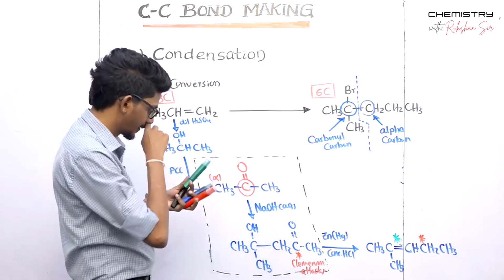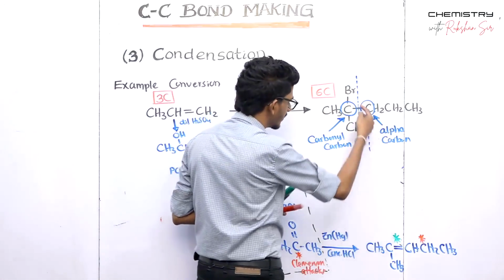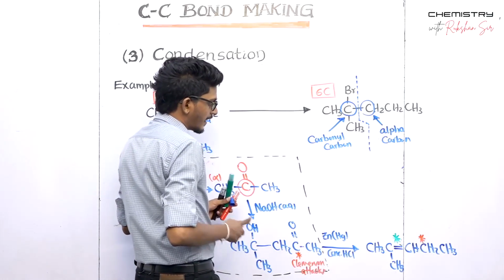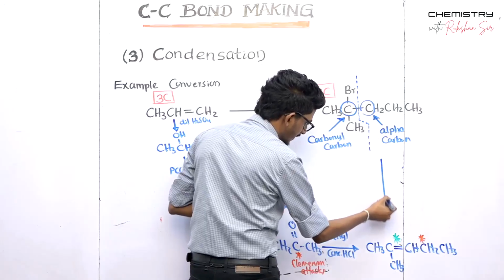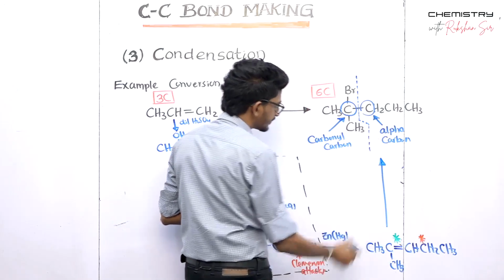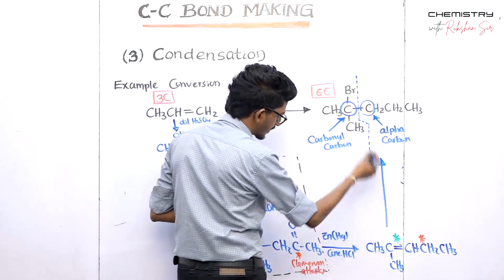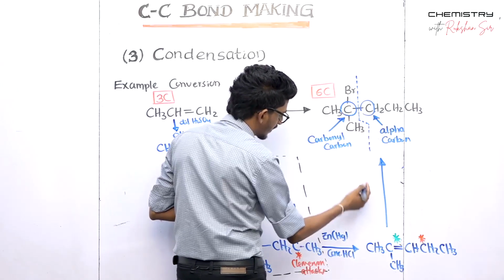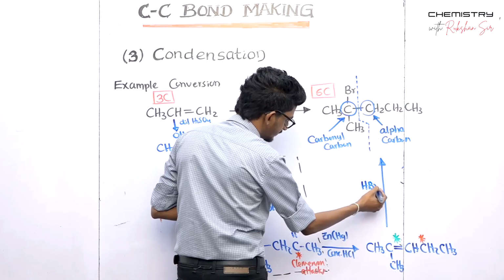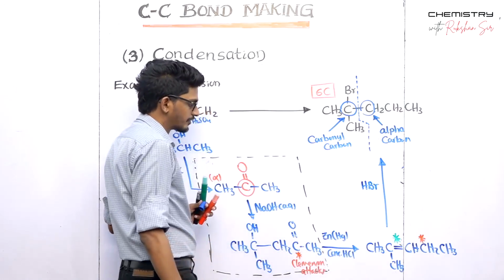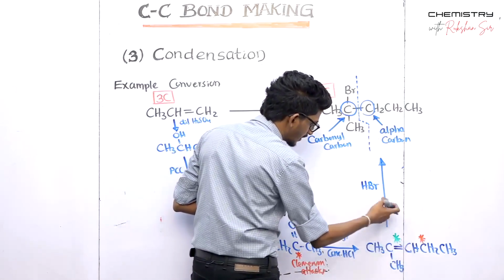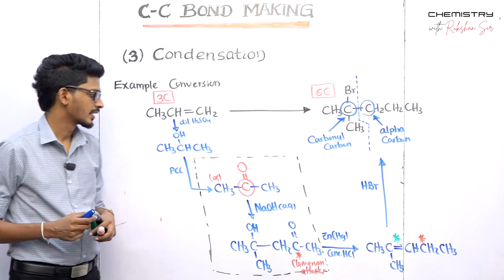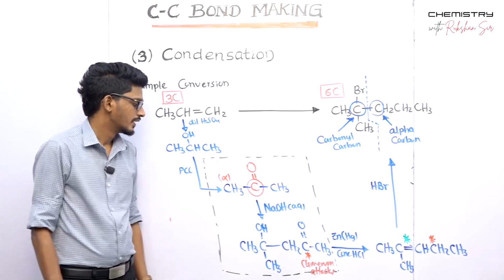Okay, then we can convert this one to here by just adding some HBr. It will connect and give you the final compound. Right now, it's going to mark only F. The hydrogen will go to here, and Br will be added to the other carbon. So that is how we are supposed to complete the conversion.